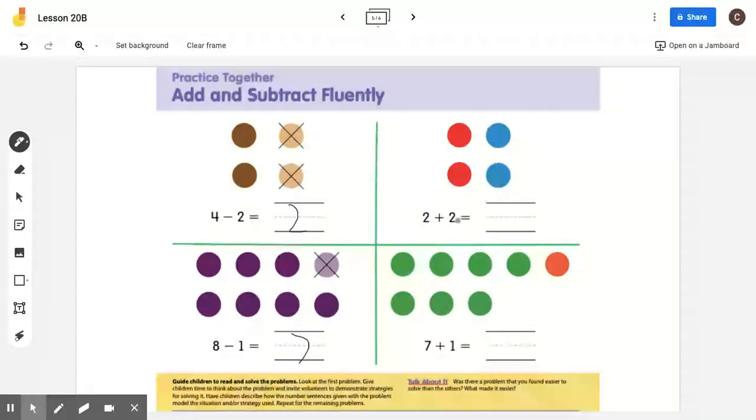Let's look at this one over here. We have a 2 plus 2. If we see the 2 red here and the 2 yellow here, if we looked them all together, it's 4. Very good. And this one, we see a 7 plus 1. So if we're at 7 and we count up 1 more, it makes 8. Very good. Was there a problem that you found easier to solve than others? Why do you think it made it easier?